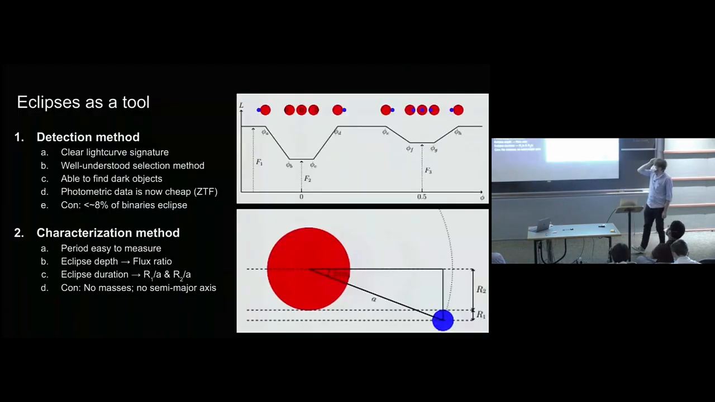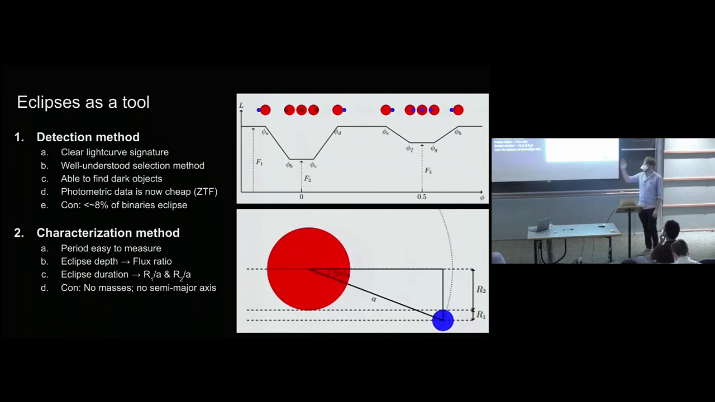Right, so the second thing, eclipses. Why am I so interested in them? Well, they're a very useful tool for two reasons. First, as a detection method, and Keaton already talked about that a lot, they're very useful because it's a very clear signature in the data. It's a well understood selection method of finding objects. You're also able to find dark objects like exoplanets moving in front of a brighter star. And we've got lots of photometric data to apply these searches for eclipses.